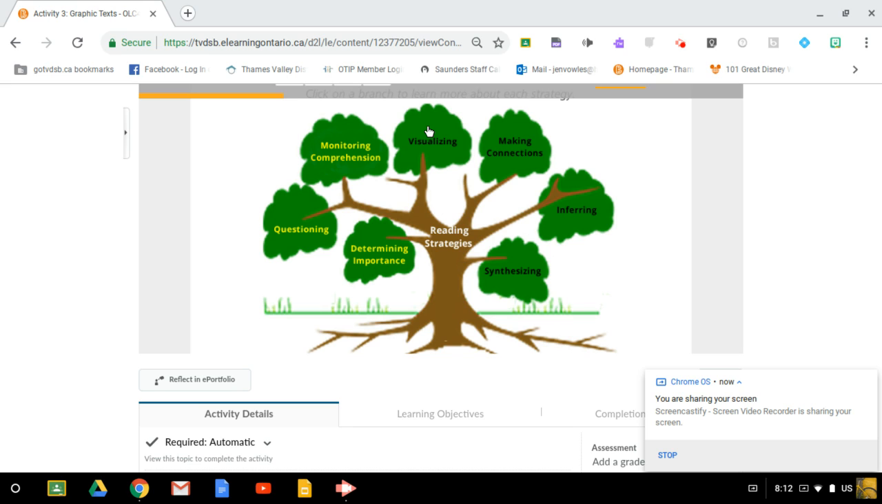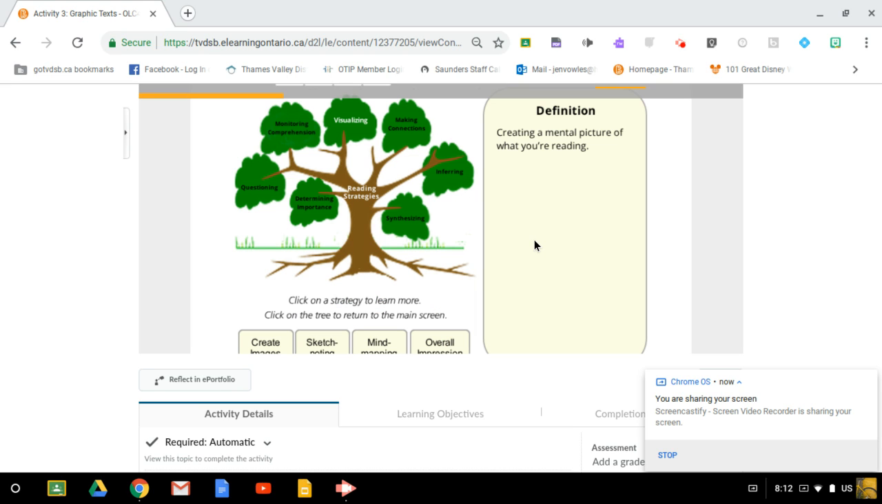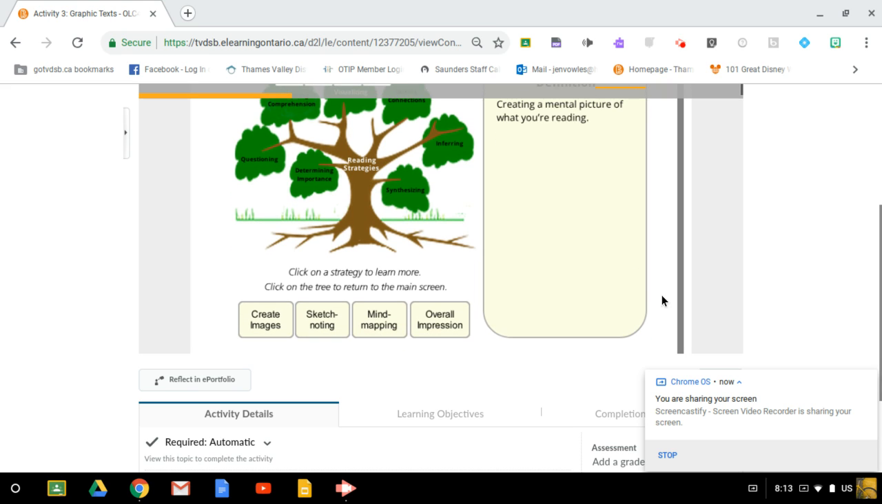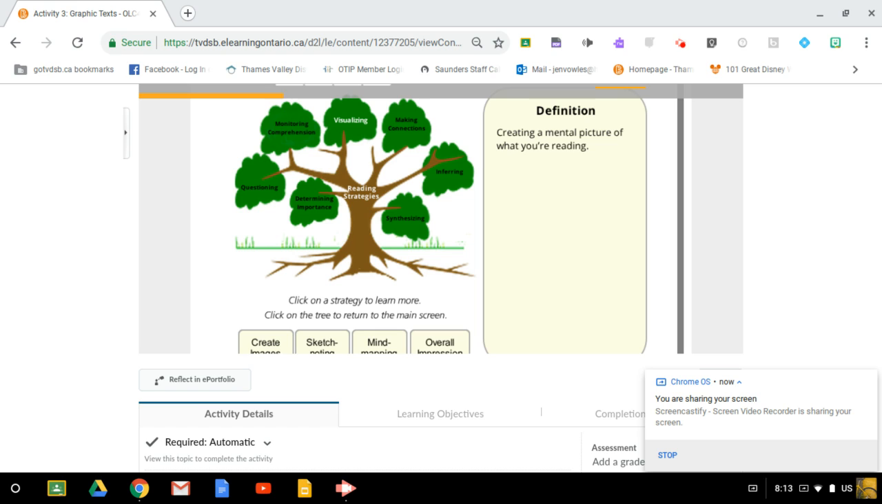Okay, the next reading strategy we're going to look at is visualizing. So creating a mental picture of what you're reading. So create images. You can sketch images. You can do a mind map and think about an overall impression. So click on those different things to learn more about that. A really helpful tool in thinking about visualization is thinking about all five senses. So sight, sound, smell, touch, taste, and kind of pulling in all of that to have a really good understanding of a situation.